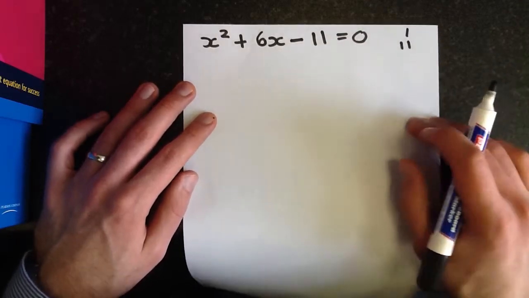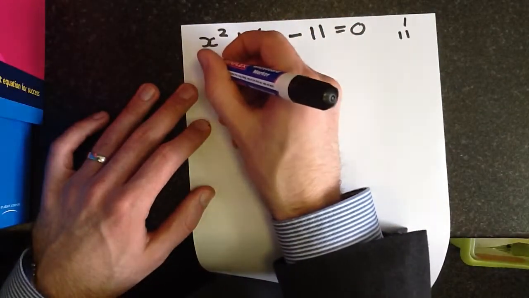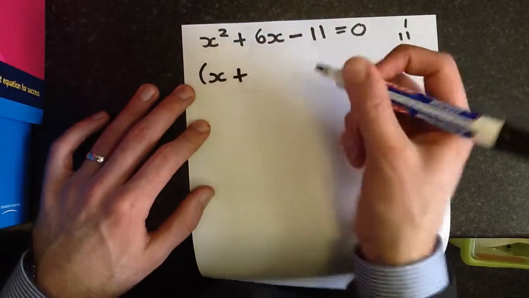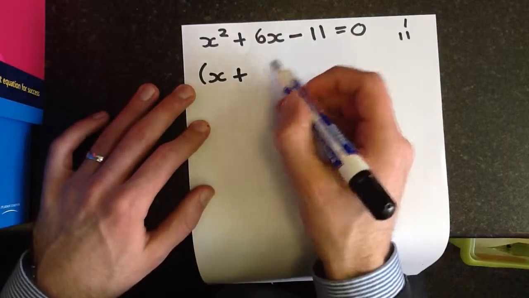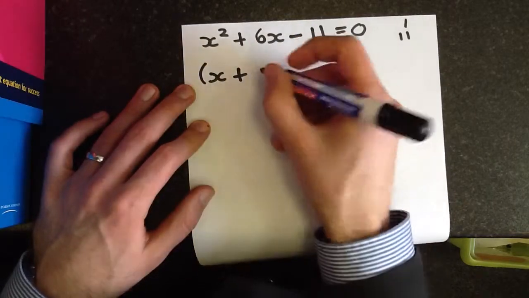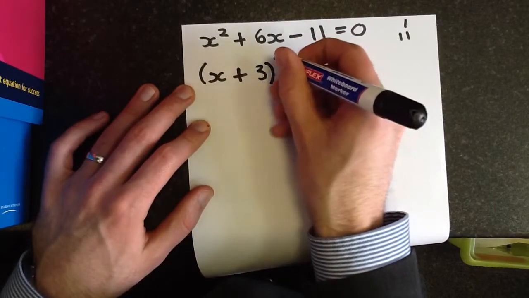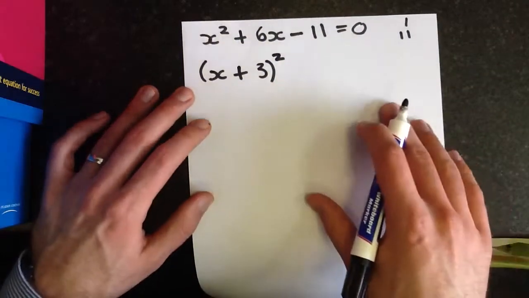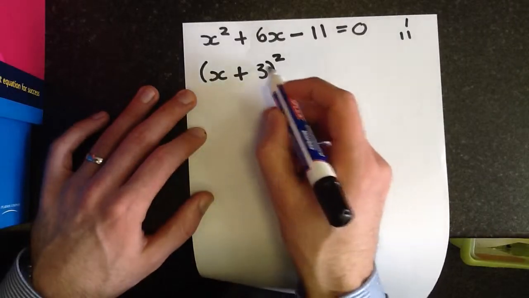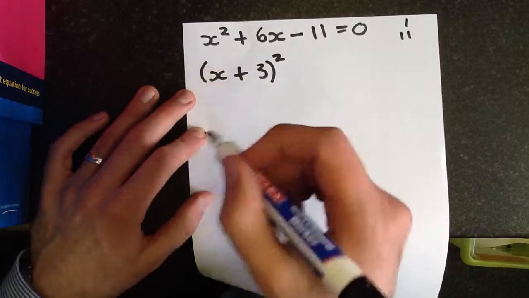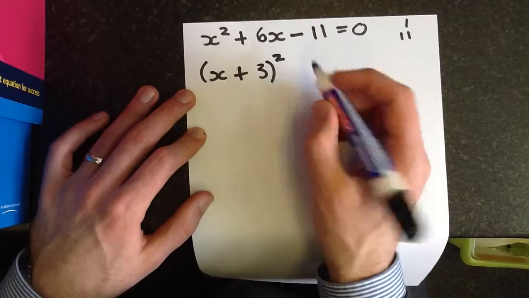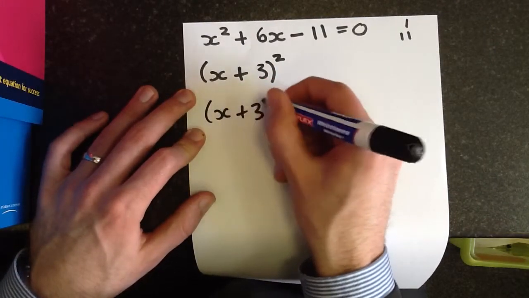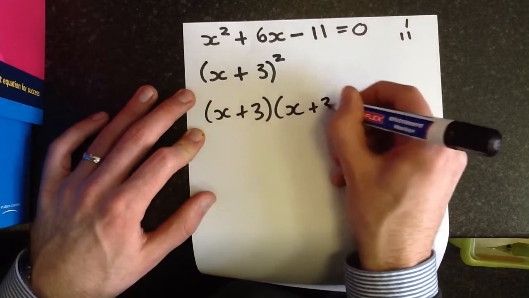So the method works like this. I'm going to put in brackets x plus 3. I'm using 3 because it's half of the 6 here. So x plus 3, and then I'm going to square it. I'm now going to work out what this would give me. Well, if I square anything, it means I'm multiplying it by itself. So that means I'm doing x plus 3 times by x plus 3.